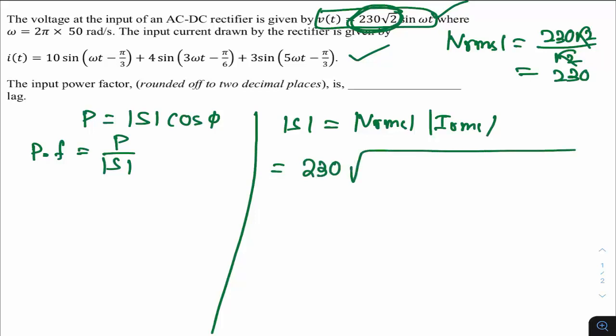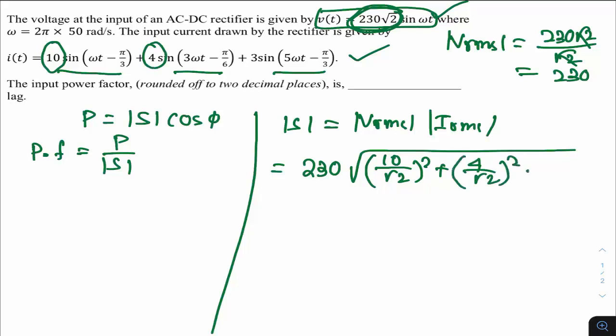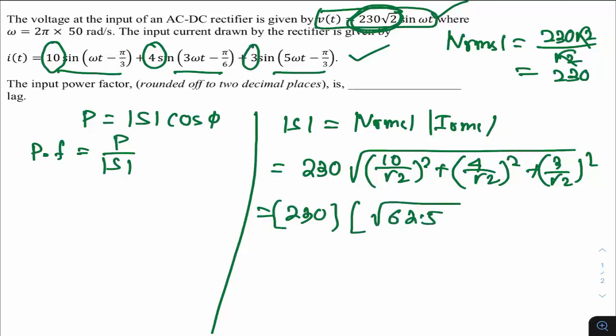Whenever we have an expression of voltage or current which is a linear combination of different frequency sinusoids, the corresponding RMS magnitude is given by the square root of the sum of the individual RMS magnitudes squared. So this peak amplitude is 10, its RMS is 10 by root 2, squared, plus this is 4, so 4 by root 2 squared, plus this is 3, so 3 by root 2 squared. If you solve this, you get 62.5. So 230 into square root of 62.5.